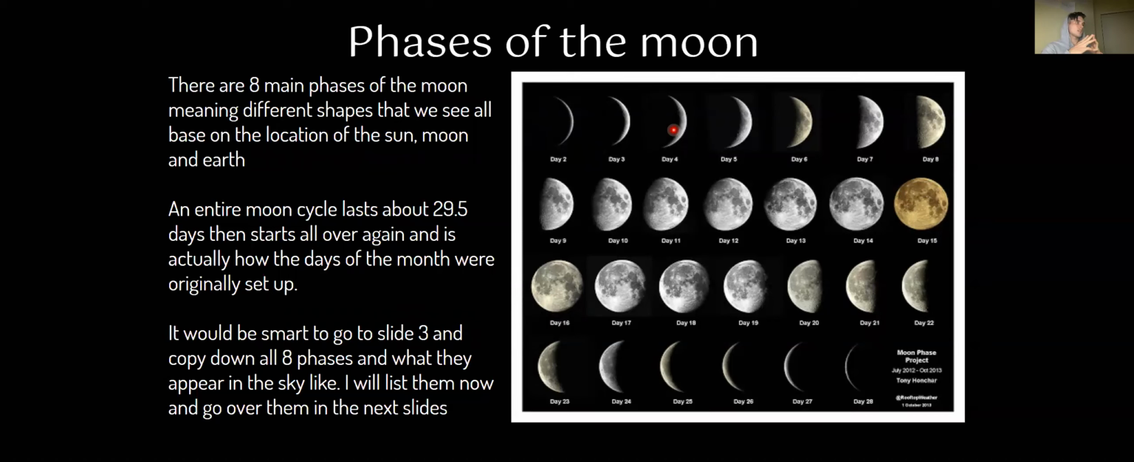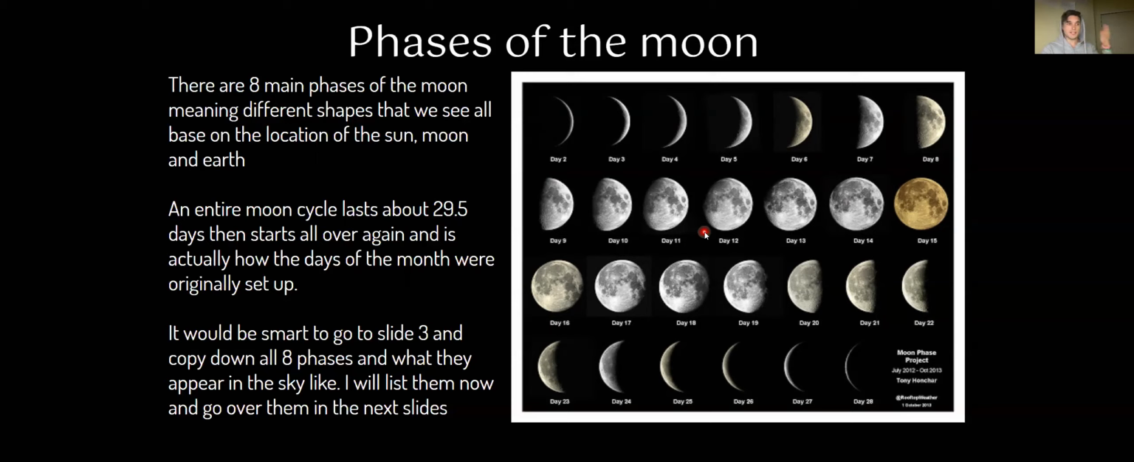An entire moon cycle lasts about 29.5 days once it catches up, like he said. That's actually how they made the months around that, which is why they're all around that amount of days, give or take. Like I said, it'd be smart to go back to slide 3 before we go over this and at least write down the names of all 8 phases and maybe draw a little picture. If not, maybe you can do it off these next couple.